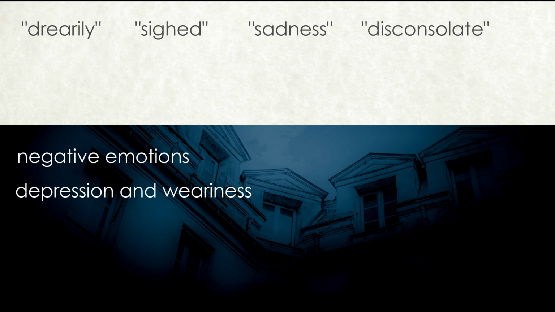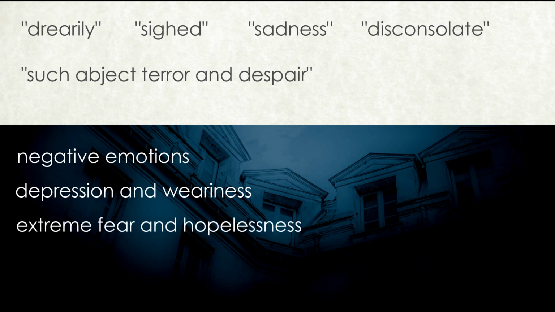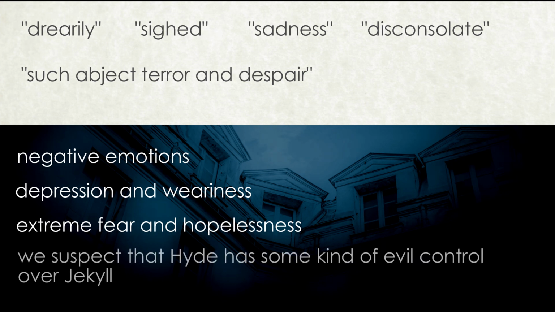The way in which he has to so suddenly cut off their conversation, with such abject terror and despair on his face, communicates his feelings of extreme fear and hopelessness. At this point in the novel, we are unaware that Jekyll's relationship with Hyde is any more than that of acquaintance, and we share Utterson's suspicions that Hyde has some kind of evil control over him, such as blackmail.